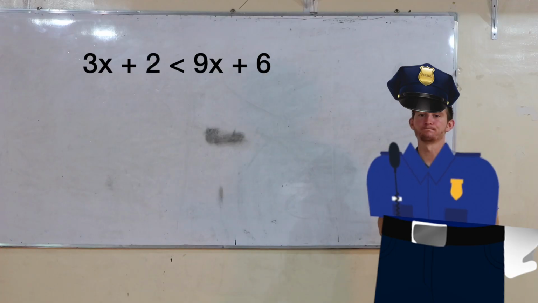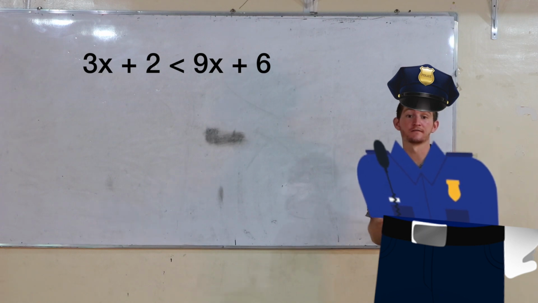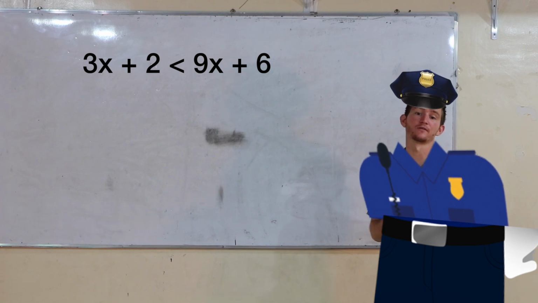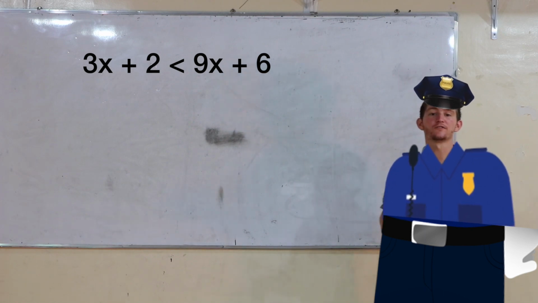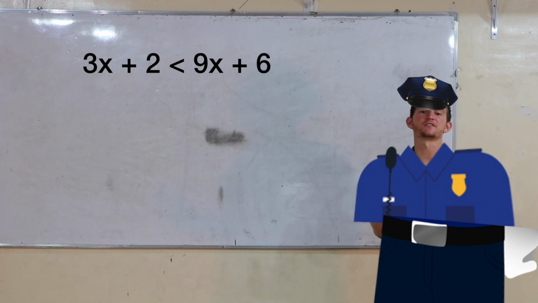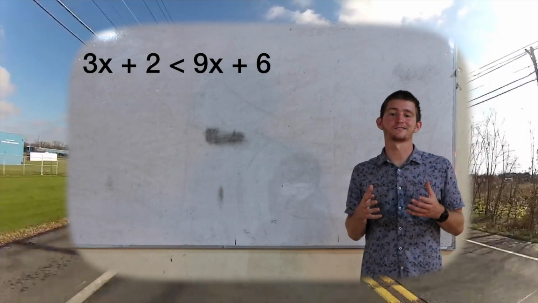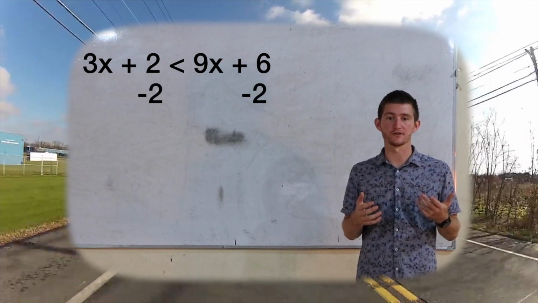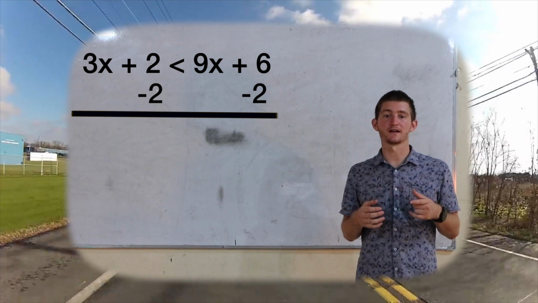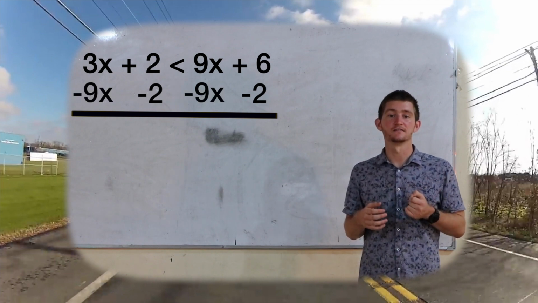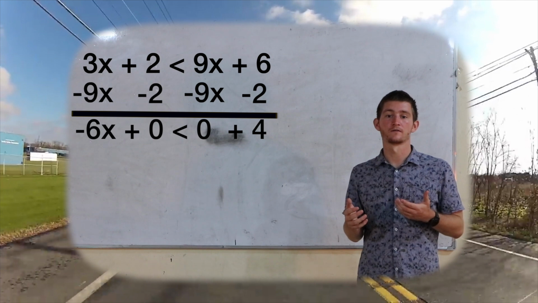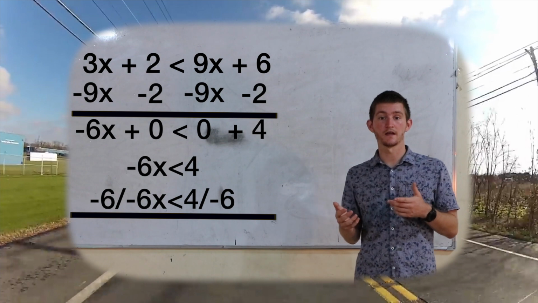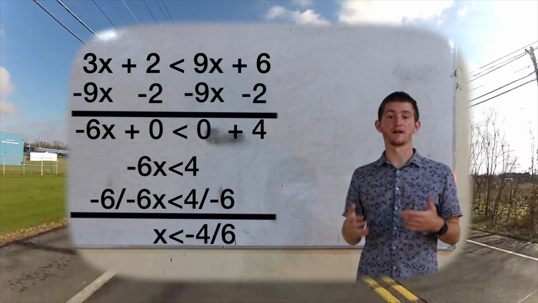So this might look tricky, but you can solve an inequality algebraically exactly like you would an equation, except for when you're dividing both sides by a negative number. So here's our inequality, 3x plus 2 less than 9x plus 6. We need to get the variable x alone on one side, so we'll subtract 2 from both sides. Next, we subtract 9x from both sides, giving us negative 6x less than 4. Finally, we divide both sides by negative 6, and we get x less than negative 4 divided by 6.